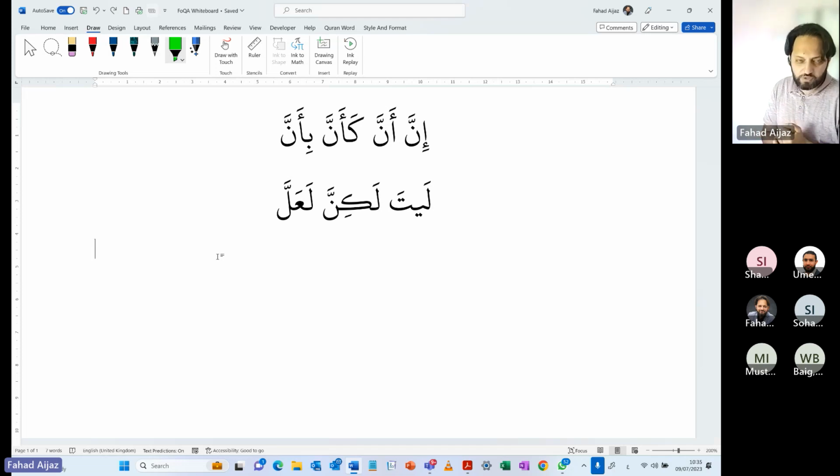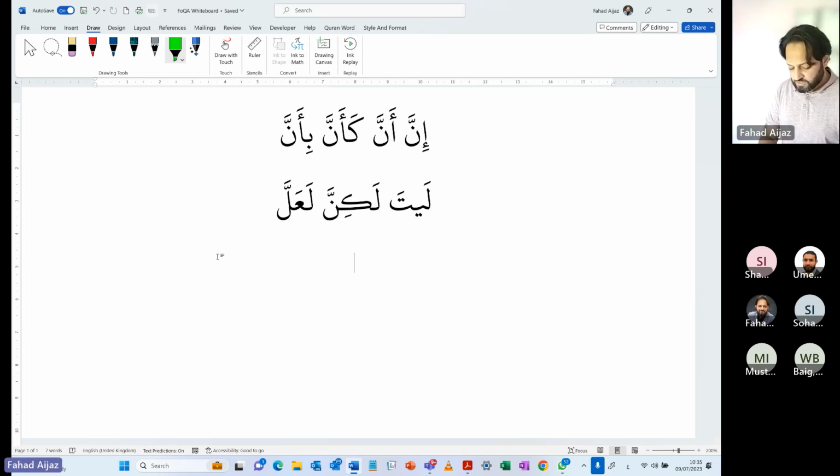By the next class, try to make sure that you know them by heart really good. Just like you know the harf of jars. Inna anna ka anna bi anna layta lakinna la'alla. Now, they are very close friends of harf of jars. And the only difference between them and harf of jar is that what harf of jar does is make an ism jar, and what these guys do, they make an ism nasab. That's the principal difference.